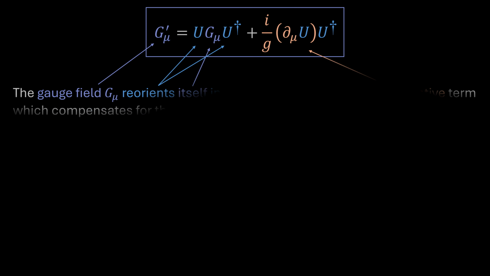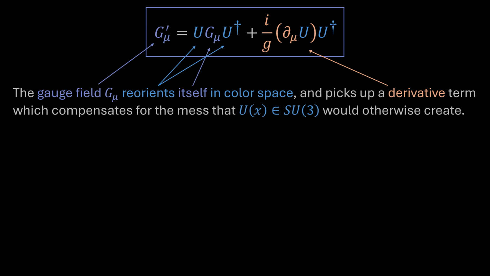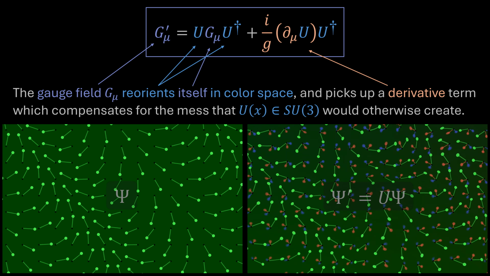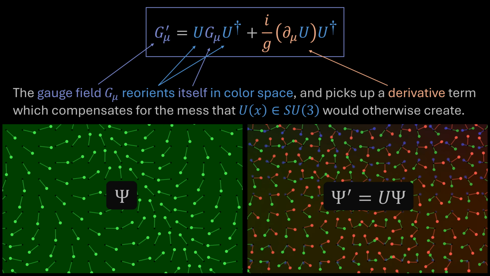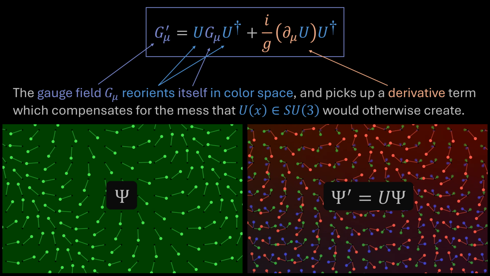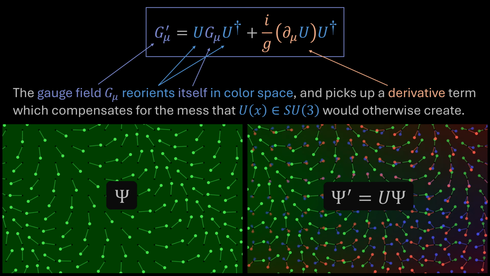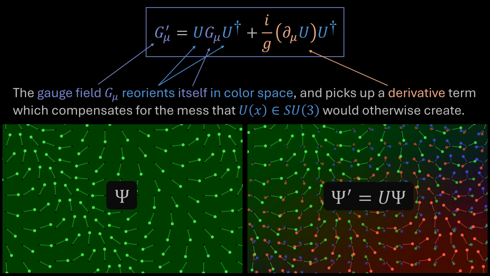Well, here's a good way to think about it. When you hop from one gauge to another, the gauge field is going to reorient itself in color space. It's also going to pick up a derivative term which compensates for the mess that our local SU3 transformation would otherwise create. When we're doing a local SU3 transformation, we're making all kinds of space-time gradients and things. It's very floppy, it's very scrunchy, the mess that we can make. And the derivative term comes in to clean that up.